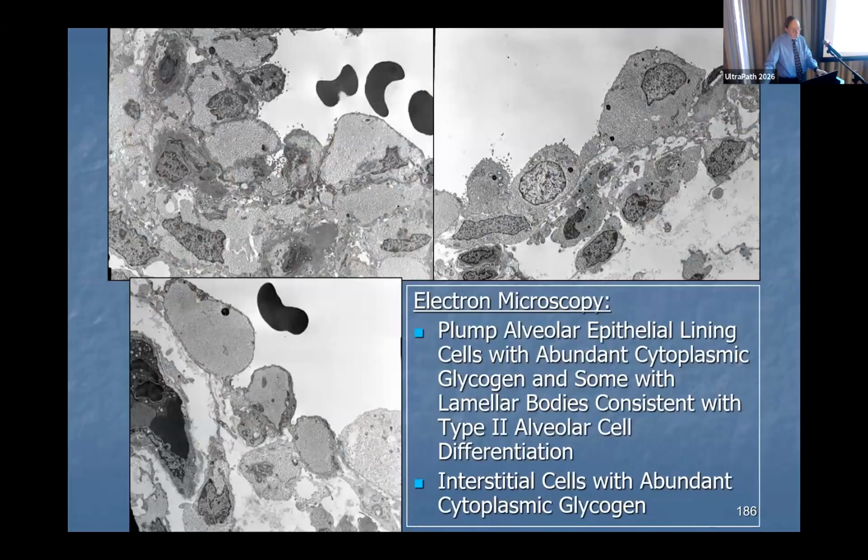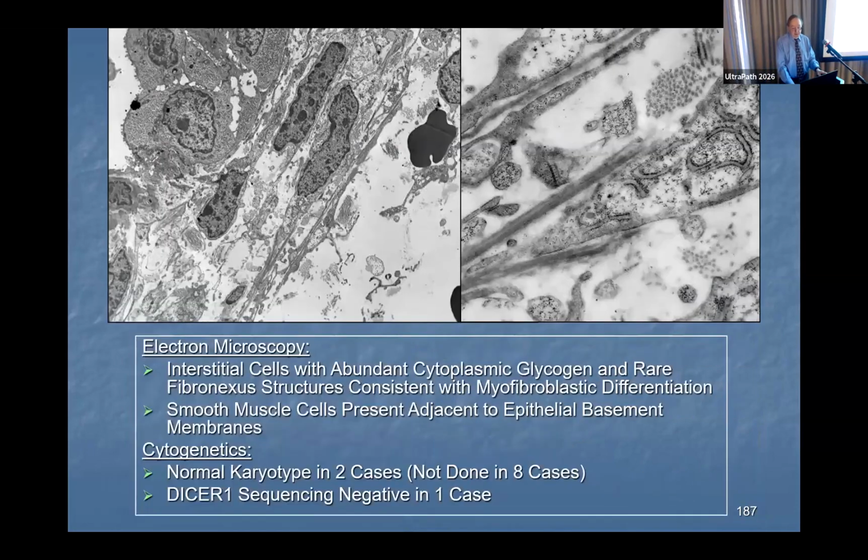And with this is electron microscopy, which shows you that the lining cells that are there, they're epithelial in character, but they're full of glycogen. And the interstitial cells actually have a lot of glycogen associated with them too. Of course, the lamellar bodies, in the type 2 alveolar cells that were around, show typical type ones as well. So this doesn't fit into a pleuropulmonary blastoma.